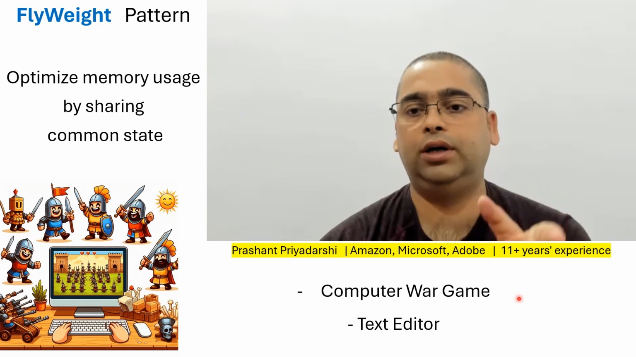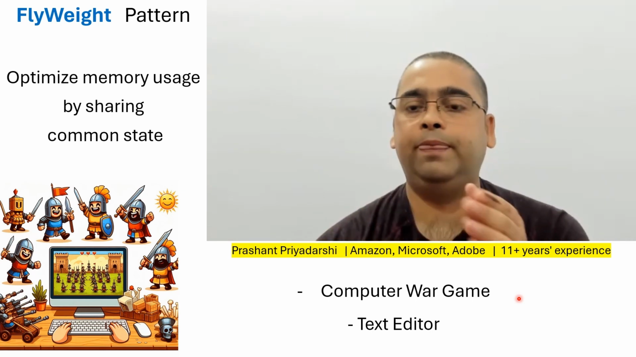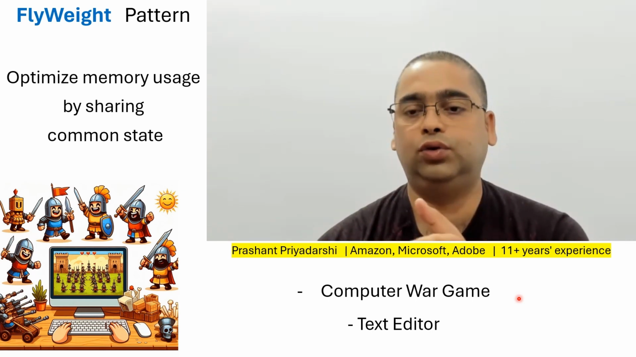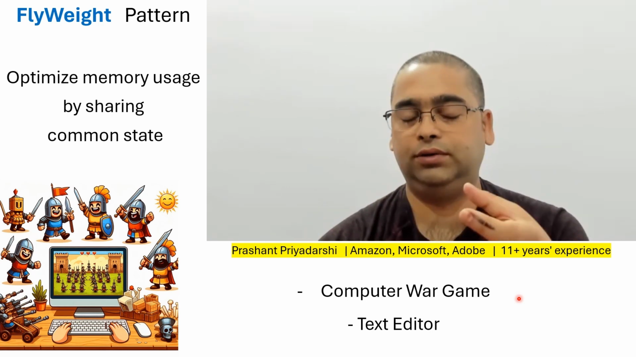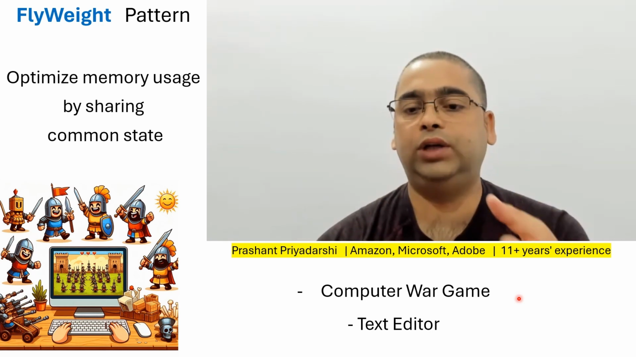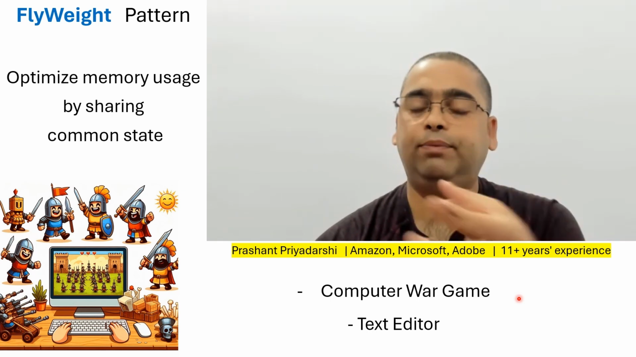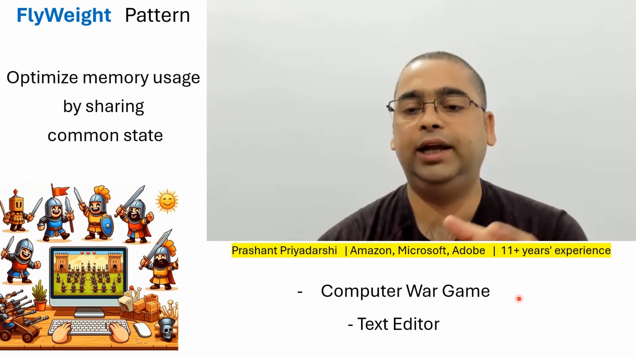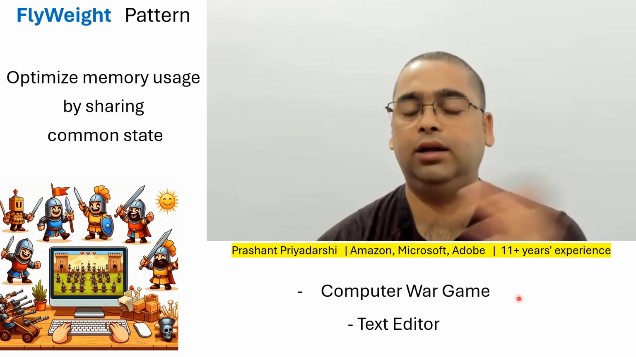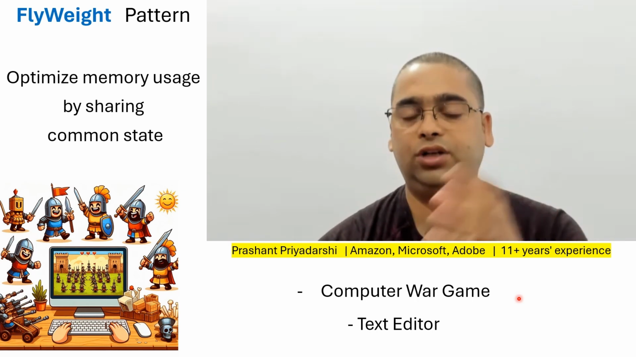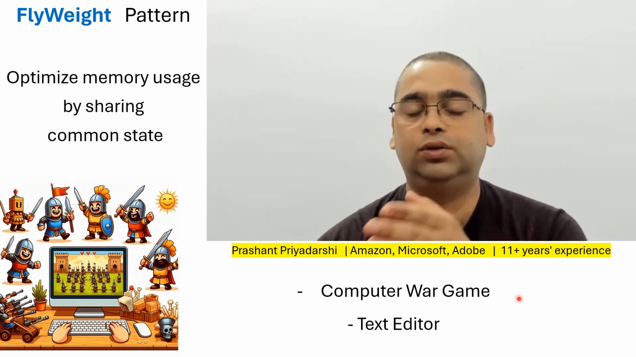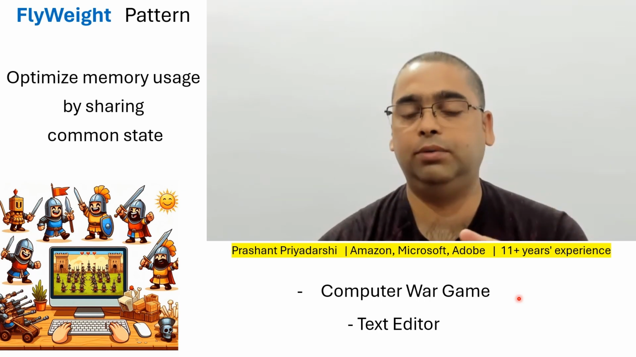You may be showing hundreds to thousands of soldiers. Now even though there are so many soldiers on the screen, and each soldier has a 3D image object associated with it, the type of soldiers is limited. Basically 8 to 10 types of soldiers will be there, like foot soldiers, archers, and knights, that is the soldiers who ride horses.